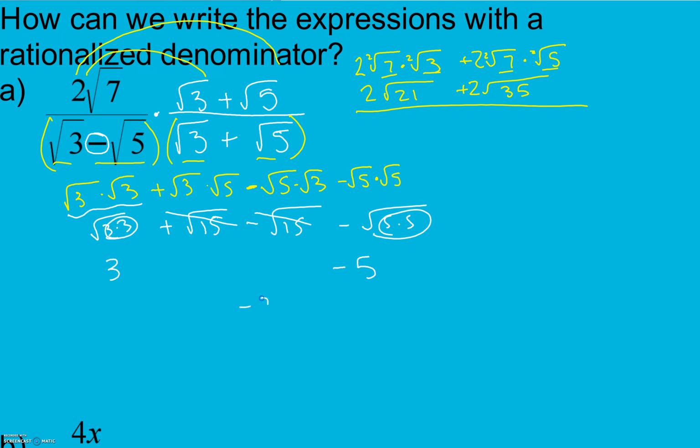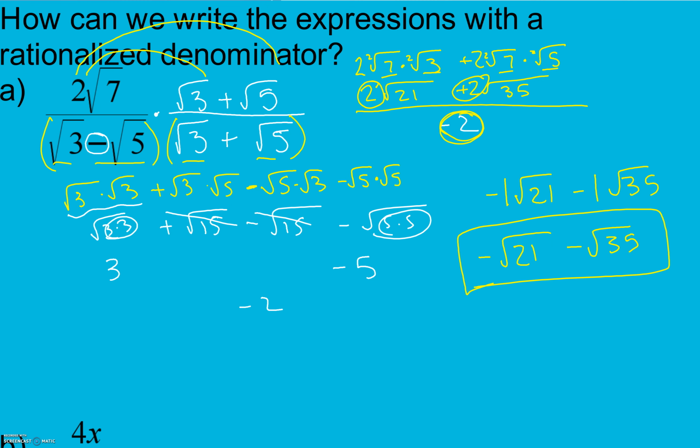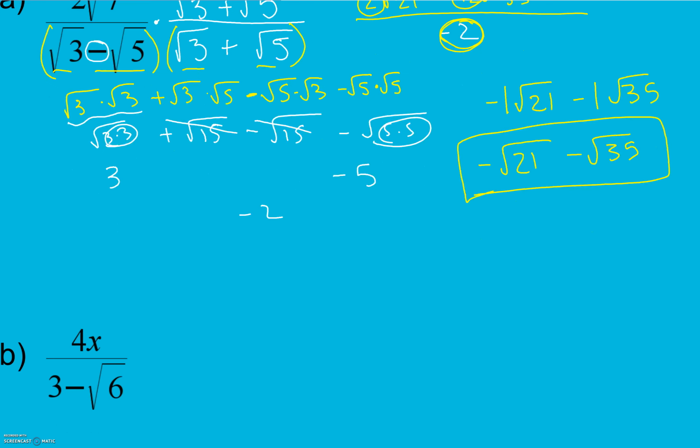Now, I can divide here. 2 divided by negative 2 just gives me negative 1 square root of 21, and 2 divided by negative 2 gives me negative 1 square root of 35. So I have negative square root of 21 minus square root of 35. Again, divided by 1, but I don't need that part of my answer because anything divided by 1 is itself.